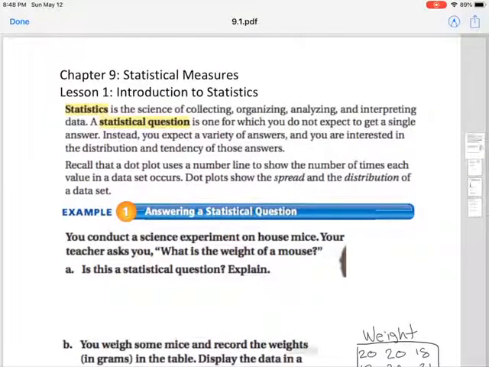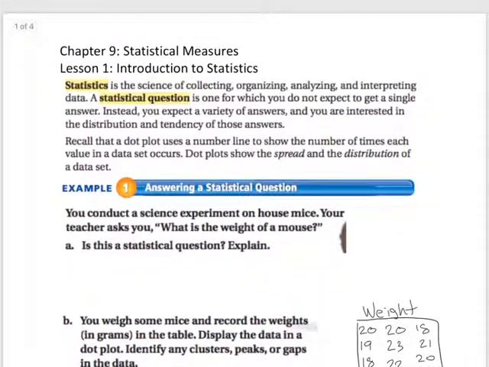Today we're going to be jumping into our new unit, Chapter 9, which is all about statistical measures. And today we're just going to do a quick introduction to what statistics is. So first off, our definition of statistics. Our definition right here says that statistics is the science of collecting, organizing, analyzing, and interpreting data.